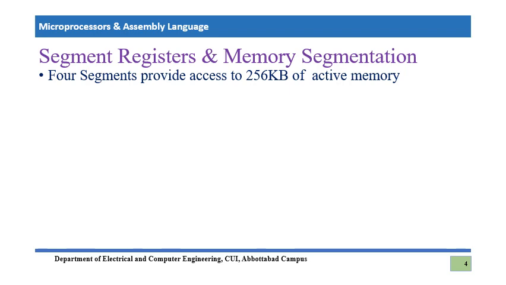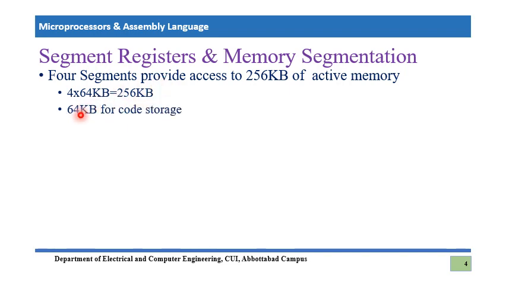In this slide, we are going to list some of the facts that we have learned during the previous slides. So 4 segments in total provide access to 256 kilobytes of active memory. We know that the complete memory consists of 1 million locations, but 4 segments are available at an instant, and those 4 segments provide access to 256 kilobytes of active memory. How 256? Because there are 4 segments, and each of them is equivalent to 64 kilobytes, so in total it becomes 256 kilobytes.